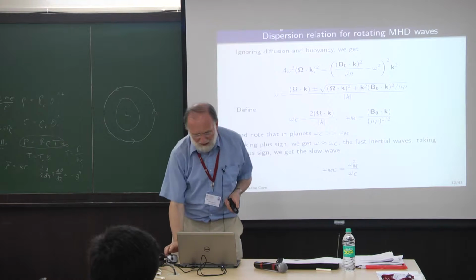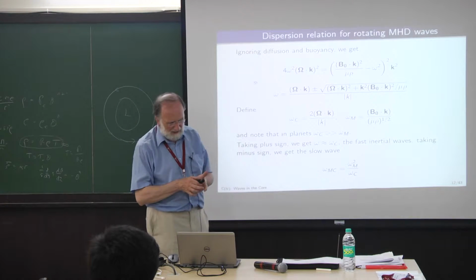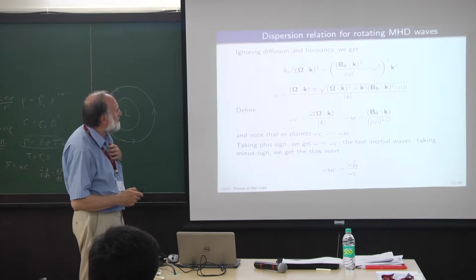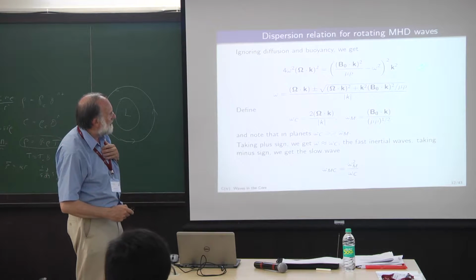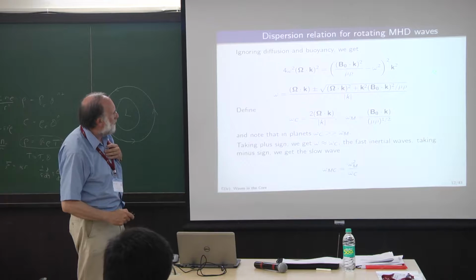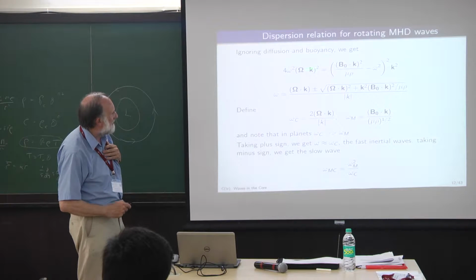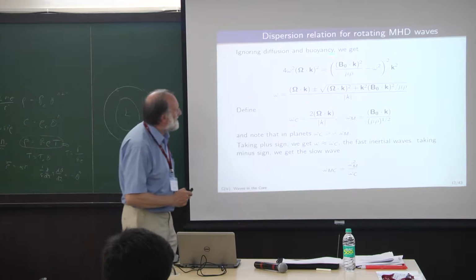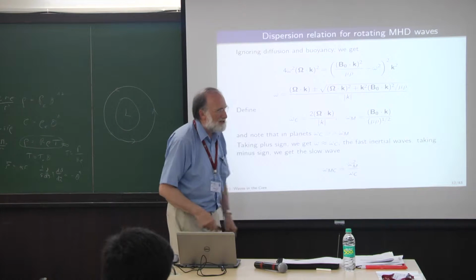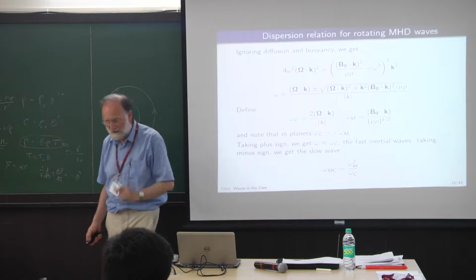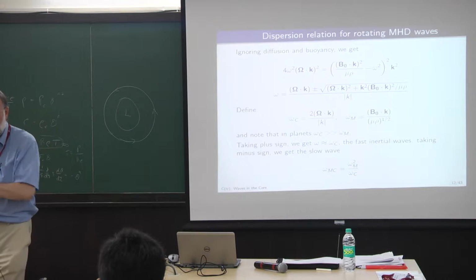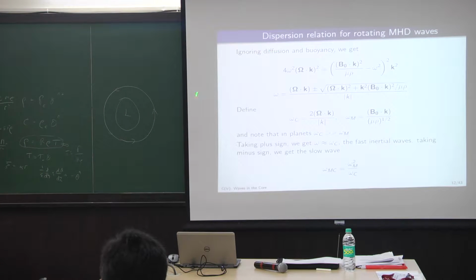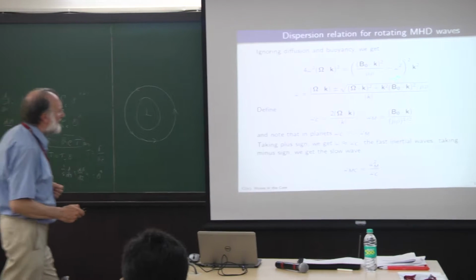And if you do that, it's quite a fiddle actually doing it, but it's well worth doing, and the result's very interesting. You get this dispersion relation, which is called the MAC wave dispersion relation. Actually, we've ignored buoyancy here, so this is just the MC part of it. M for magnetic, C for Coriolis, A for Archimedean, to get you a pronounceable word. So this is without the buoyancy in.